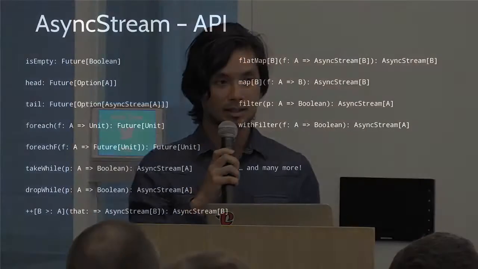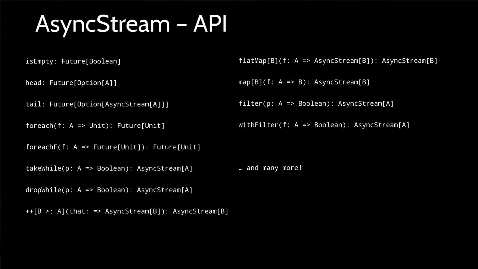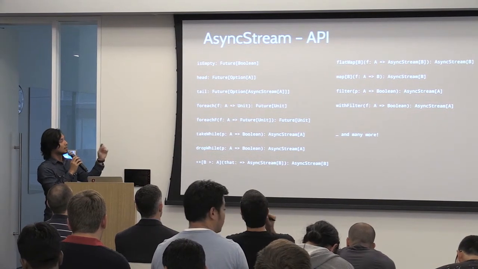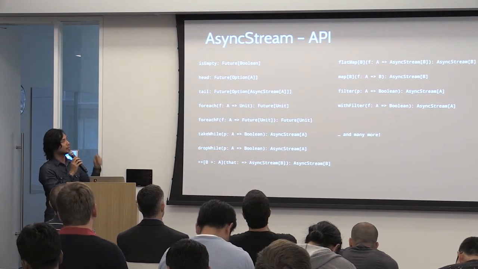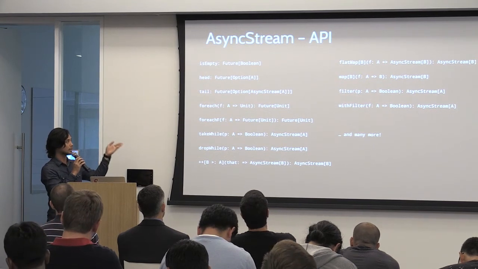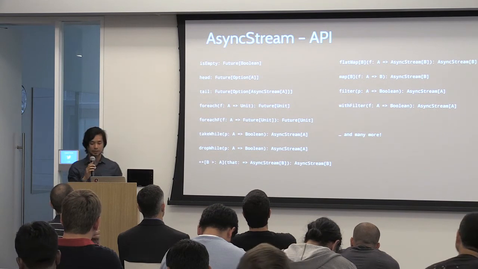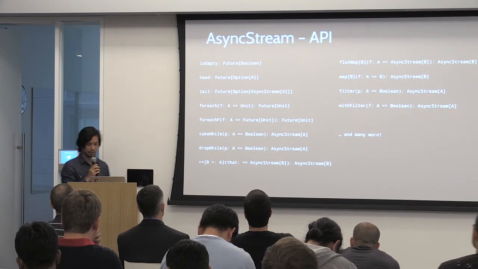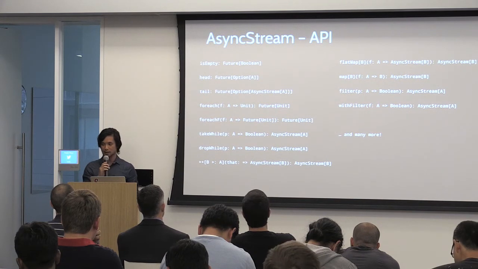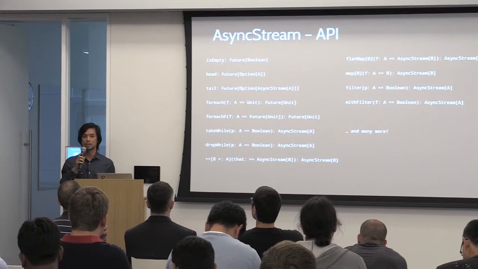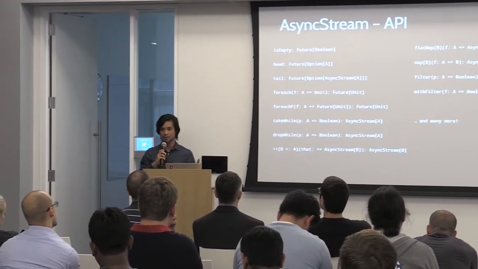So I want to say lastly that async stream is pretty much just like a list, kind of, in a little bit of its API. You have all of this stuff like foreach, takeWhile, dropWhile, concatenation, and you have all of the monad interfaces like flatMap, and then you have the functor interface, map, filter. So you can use this in for comprehensions, and there's tons more stuff. And I think I'm going to pass this back to Steve, and he'll tell you how this is used in Finatra.